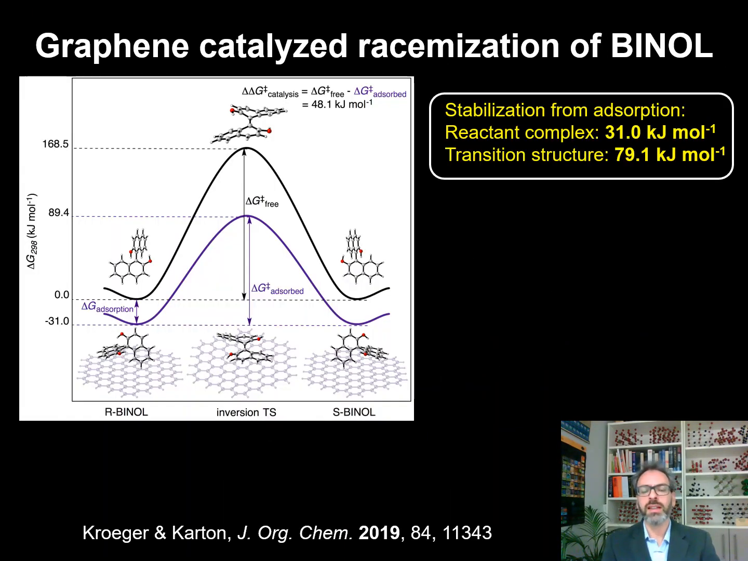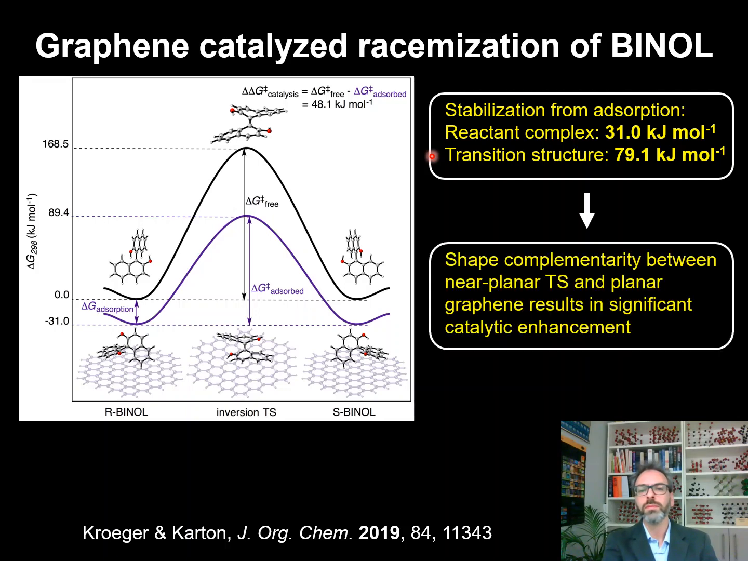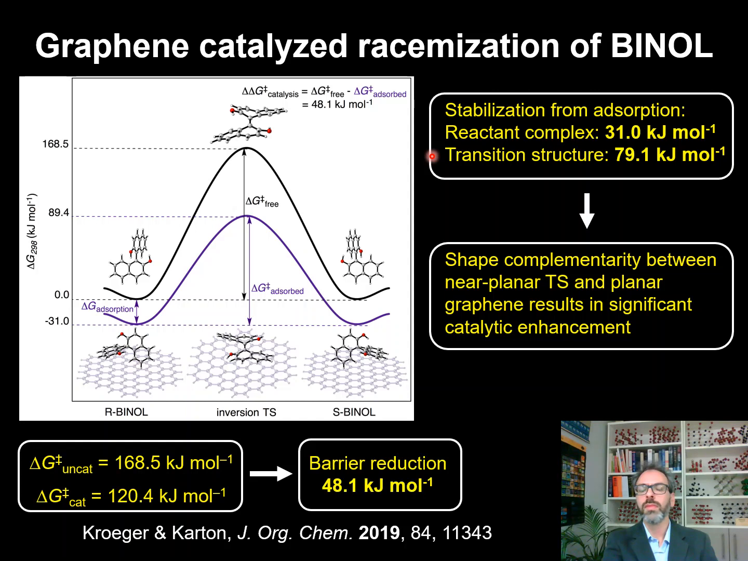We can rationalize this catalytic activity by examining the interaction energies between the 2D catalyst and BINOL in the reactant complex and in the transition structure complex. In the reactant complex, we obtain an interaction energy of 31 kilojoules per mole, but in the transition structure complex, where both naphthyl units are nearly parallel to the 2D catalyst, it maximizes the pi interactions between the 2D catalyst and BINOL, and we obtain an interaction energy of nearly 80 kilojoules per mole. So overall, we obtain a significant reduction in the reaction barrier height by nearly 50 kilojoules per mole.